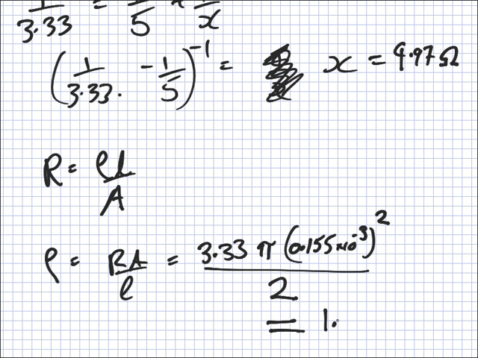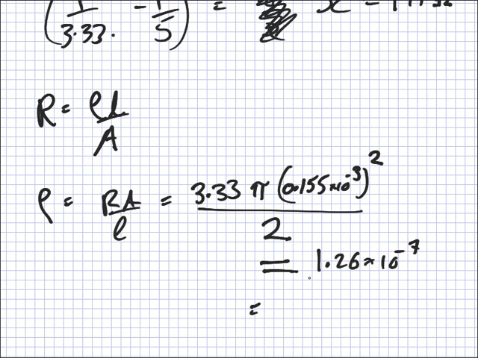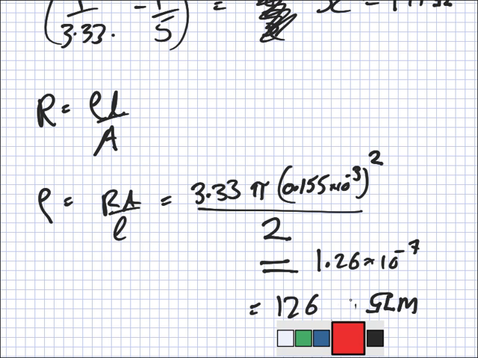Say that again. 1.36 times 10 to the minus 7. We have to think about the units now. 126 micro ohm meters. Yeah. You're looking shocked, Matt. It's okay? Did anybody get this? Is it nano? Yeah, I should have said something sooner. Thank you. Nano ohm meters. Thank you.